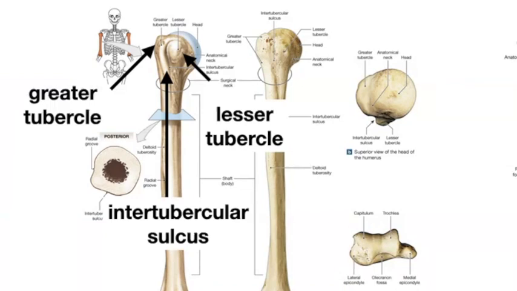And remember, this long head of the bicep brachii was attached to the supraglenoid tubercle, and now it has to get to the bicep brachii muscle, and the tendon fits into this intertubercular sulcus.